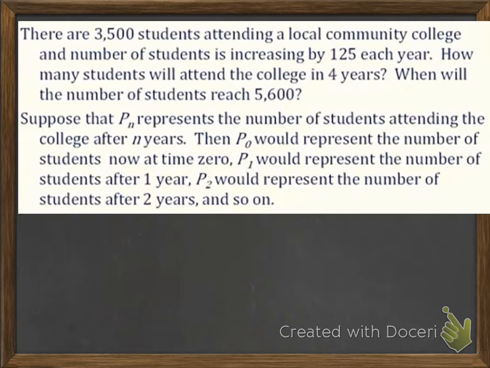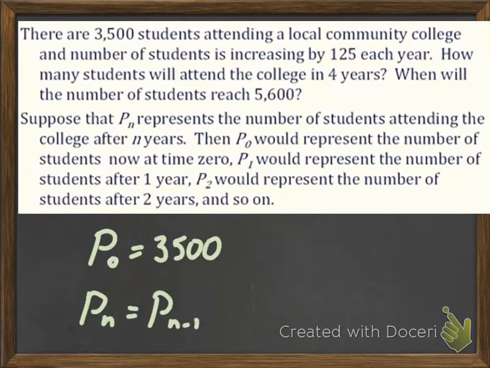Suppose that P sub n, this little letter down here, represents actually the number of years. So P represents the number of students, and n represents the number of years. So P0 would be the number of students at time 0. P1 would represent the number of students after 1 year, and P2 would represent the number of students after 2 years, and so on. So at P0, we have 3,500 students. And at Pn, we would have the previous number of students plus 125, and this is known as a recursive function. It's based off of the previous number.